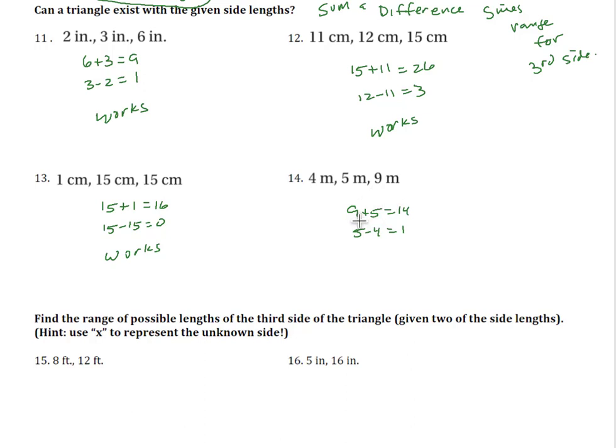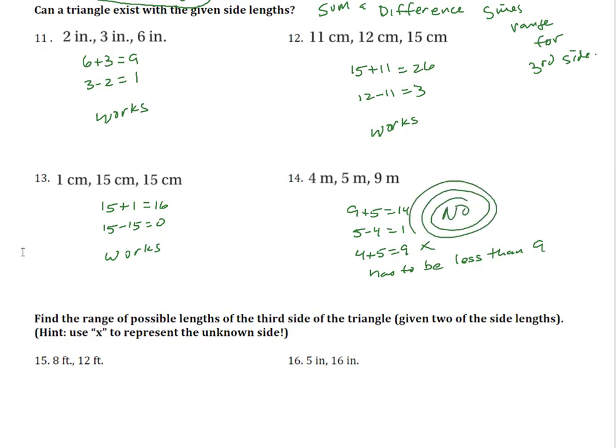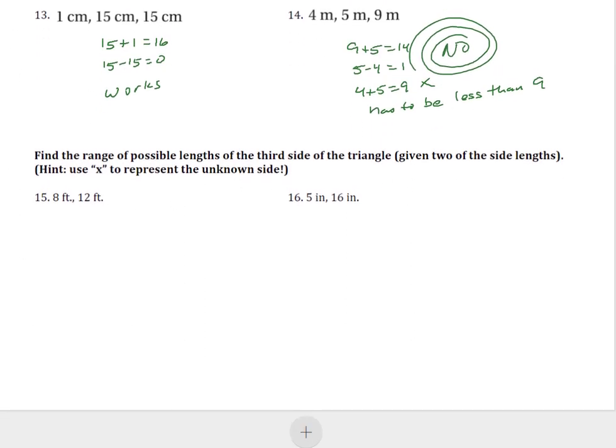But if we look at number 14, 4 and 5 adds up to 9. That's exactly the length of the third side. You can't really make a triangle where you don't have a little bit of angle in it. Try drawing a 4, a 5, and a 9-sided triangle and see what you get. You're just going to get two lines that lay on top of each other. So 14 doesn't work.